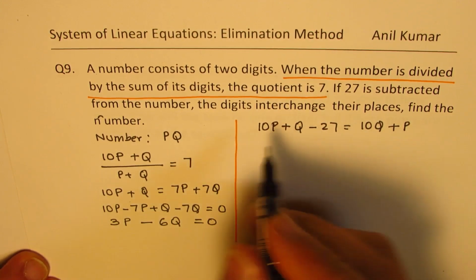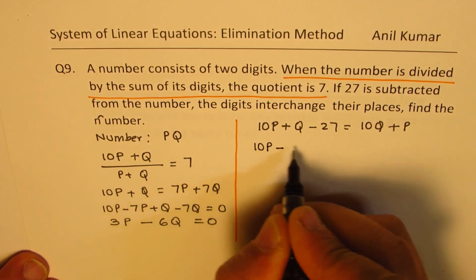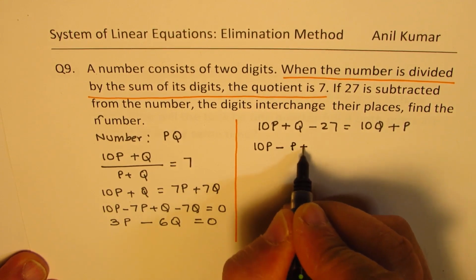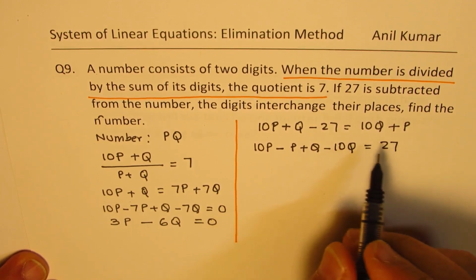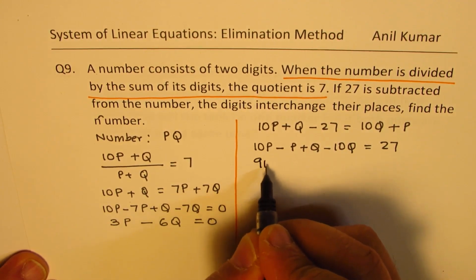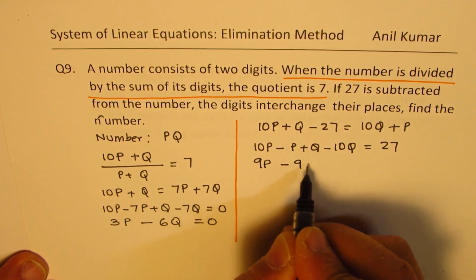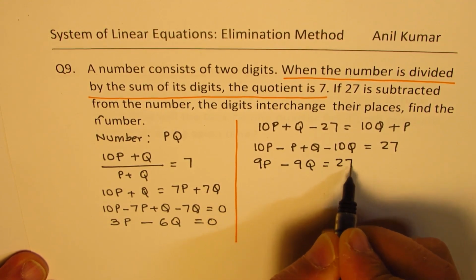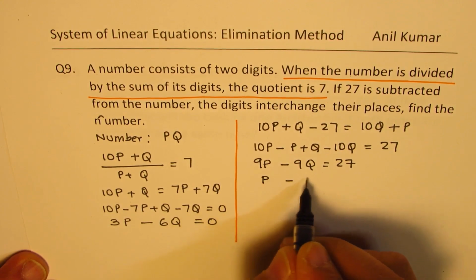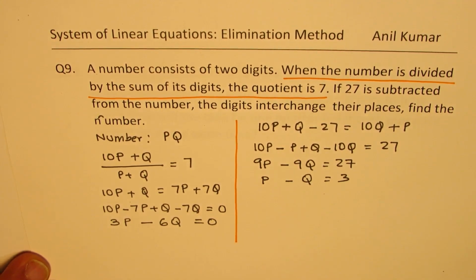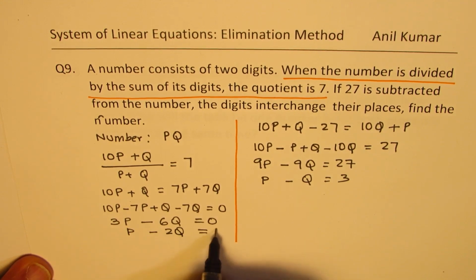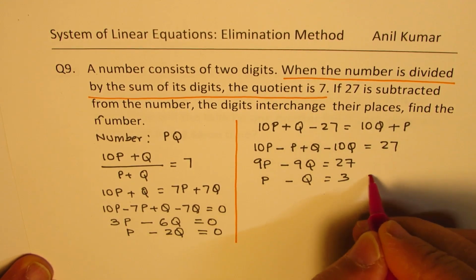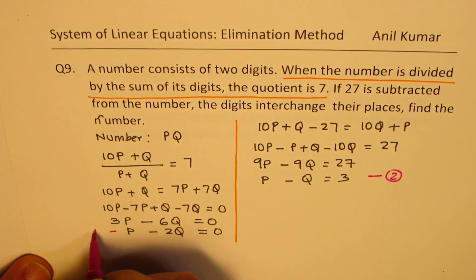Right? So again, let's bring them to one side. We get 10P minus P plus Q minus 10Q equals 27. Now we get 9P, and as far as Q is concerned, minus 9Q equals 27. We can divide by 9, so we get P minus Q equals 3. Here, we could divide by 3, right? So we get P minus 2Q equals 0. So we'll call this our second equation and this one our first equation.